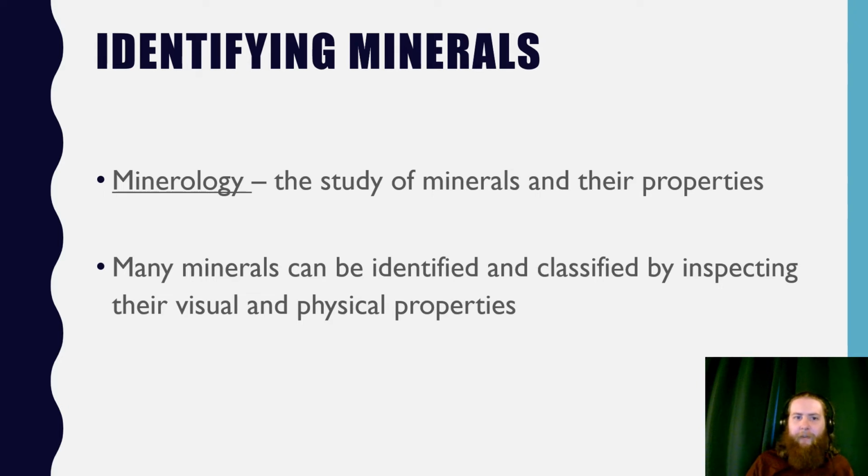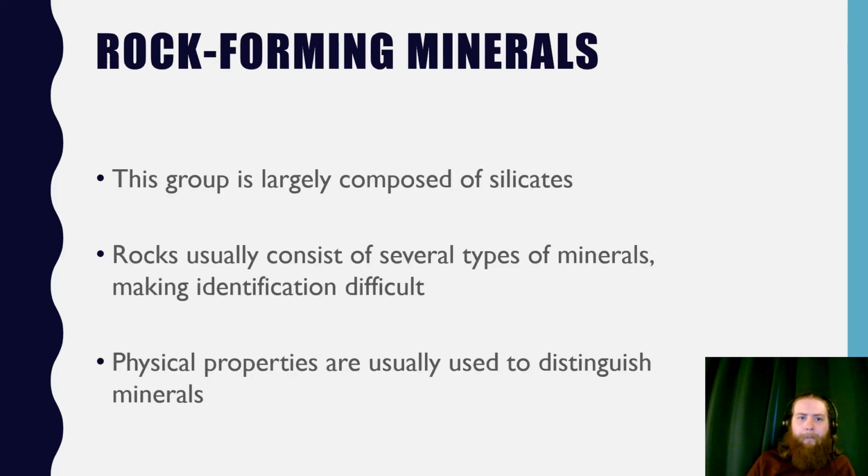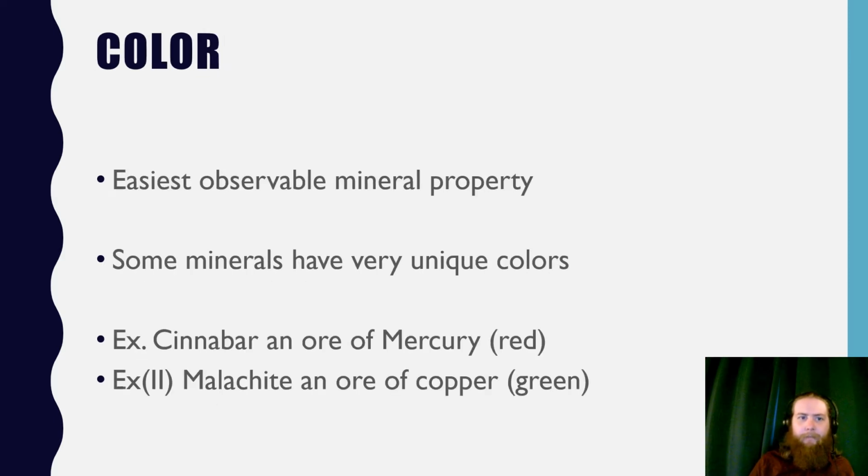When we're going to identify minerals, this is kind of an introduction to mineralogy, which is the study of minerals and their properties. Many minerals can be identified and classified by inspecting both their visual and physical properties. Our rock-forming minerals are a group largely composed of silicates, and rocks usually consist of several different types of minerals, making identification of rocks much more difficult than identification of minerals. So we usually use physical properties to distinguish minerals, not so much when we're looking at rocks. We use some more broad characteristics when you're looking at identification of rocks.